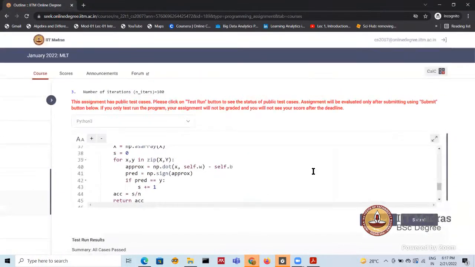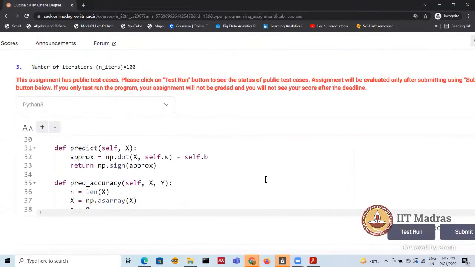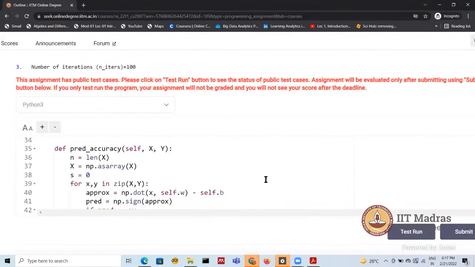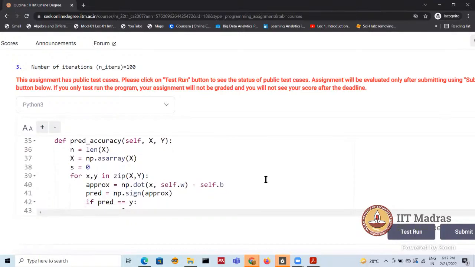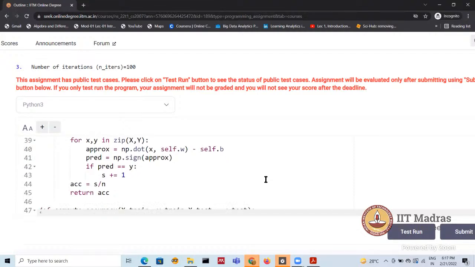The next is finding the accuracy, which is very simple, right? You are just going to compute which data points are correctly classified and which are misclassified. Based on that formula only, you find the accuracy.